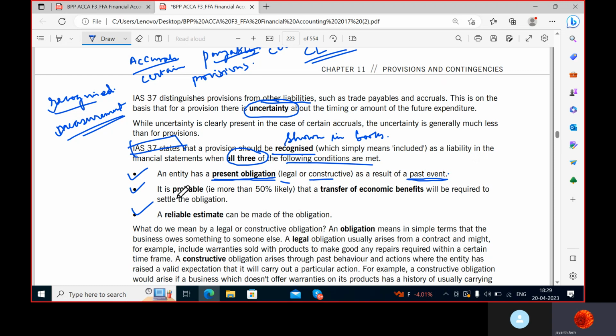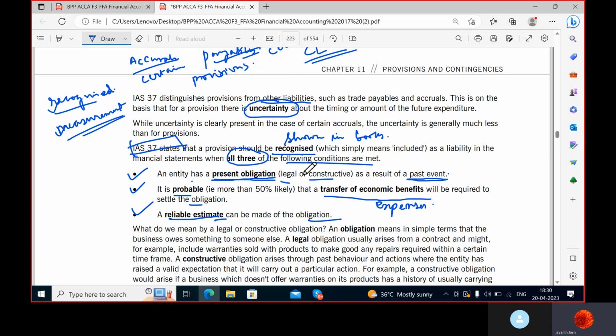Second, it is probable. What do you mean by probable? Probable means there is more than 50% chance that a transfer of economic benefits will be required to settle the obligation. That means the entity will incur expenses to settle that particular obligation. And third, we can make a reliable estimation, that is, an estimate of how much amount will be required to settle the obligation. So three things are to be satisfied.